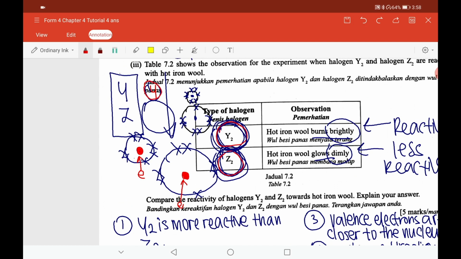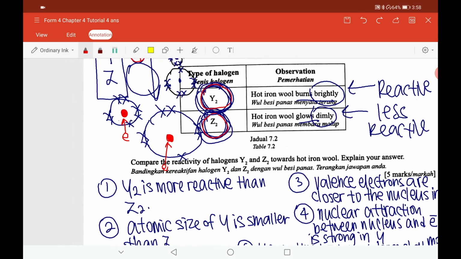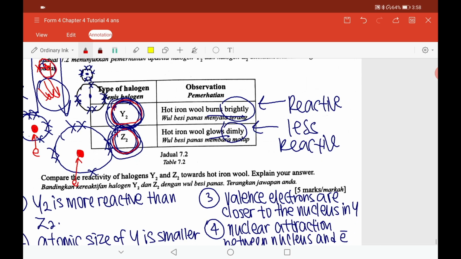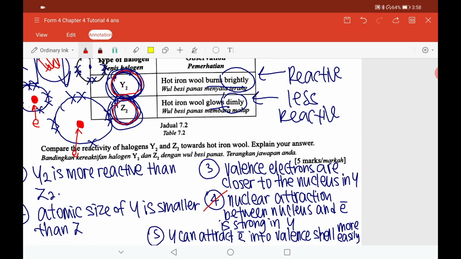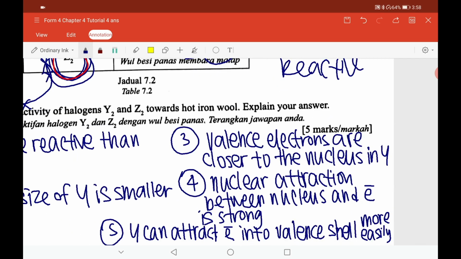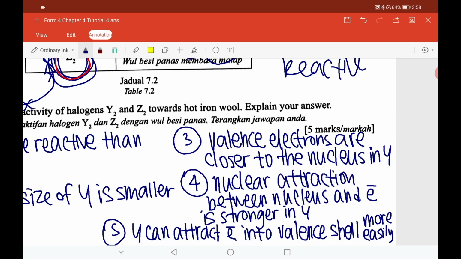When the size is smaller, the valence electron is very close to the nucleus, so we write that the valence electron is closer to the nucleus. When the valence electron is close to the nucleus, the pulling force is very strong, so the nuclear attraction is stronger in Y. Sorry, here I should write stronger. So when the nuclear attraction is stronger, Y can attract electron easily.